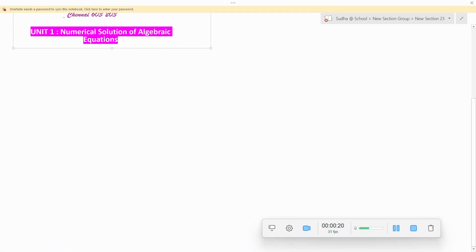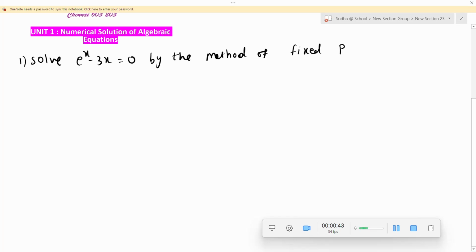Solve e power x minus 3x equal to 0 by the method of fixed point iteration. So using the fixed point method, now we are going to find the roots.